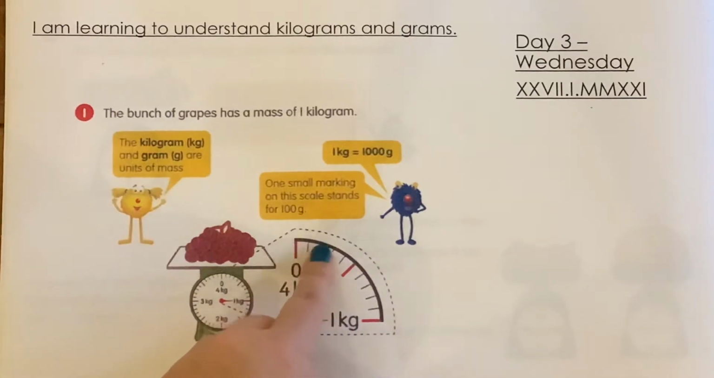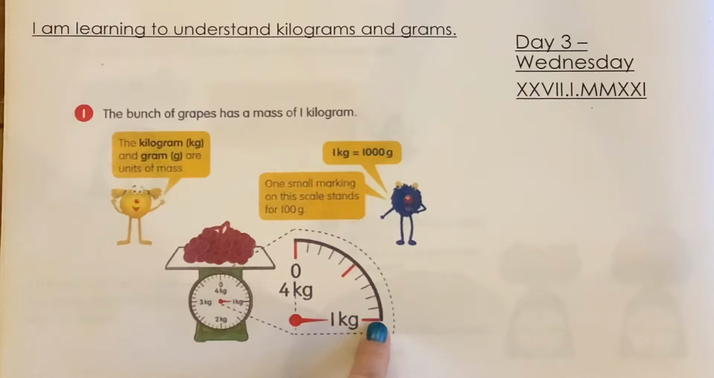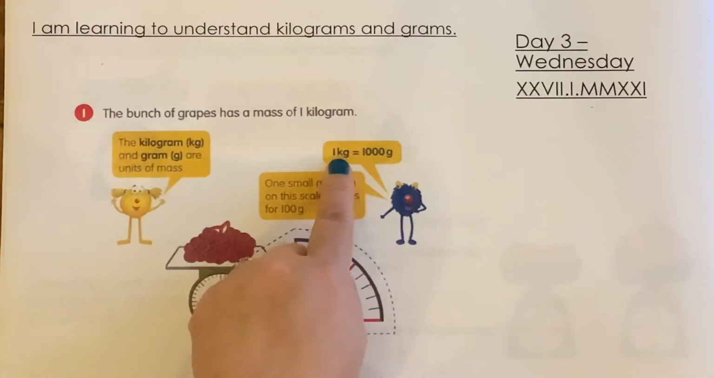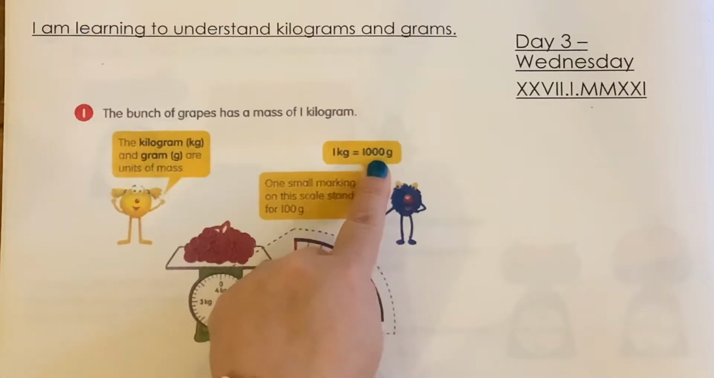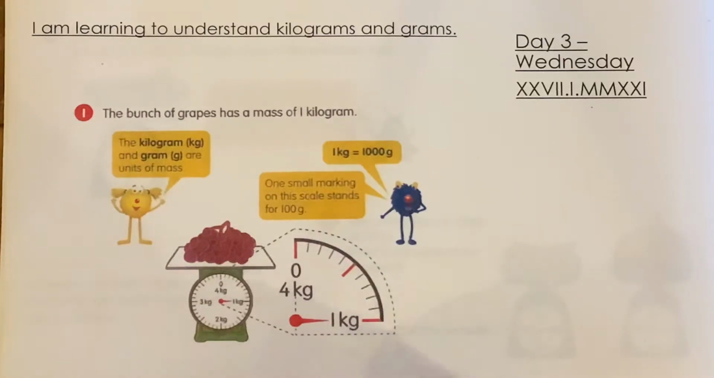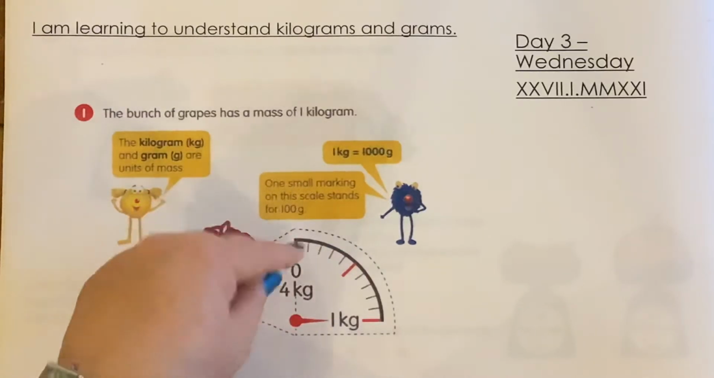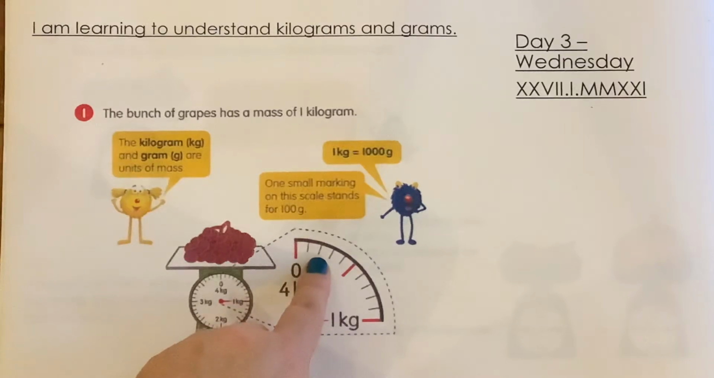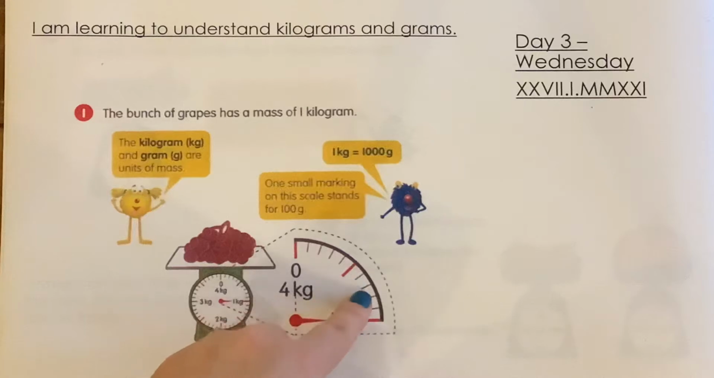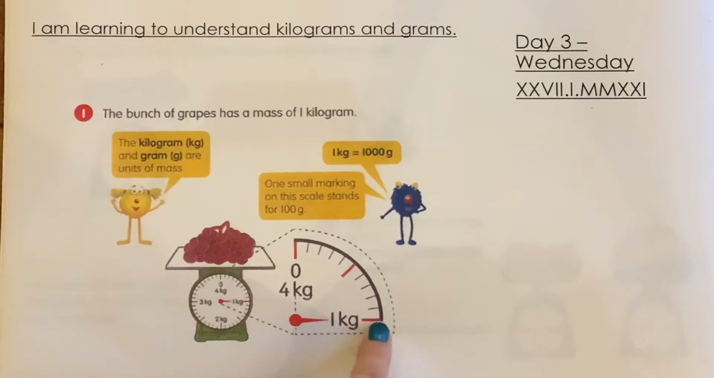So I know that I've got 10 of them up to 1 kilogram. I also know that 1 kilogram is the same as 1,000 grams. So if I divide that 1,000 into these 10 units, I know that each of these smaller markings stands for 100 grams, and we can check: 100, 200, 300, 400, 500, 600, 700, 800, 900, 1,000. 1,000 grams, which is the same as 1 kilogram.